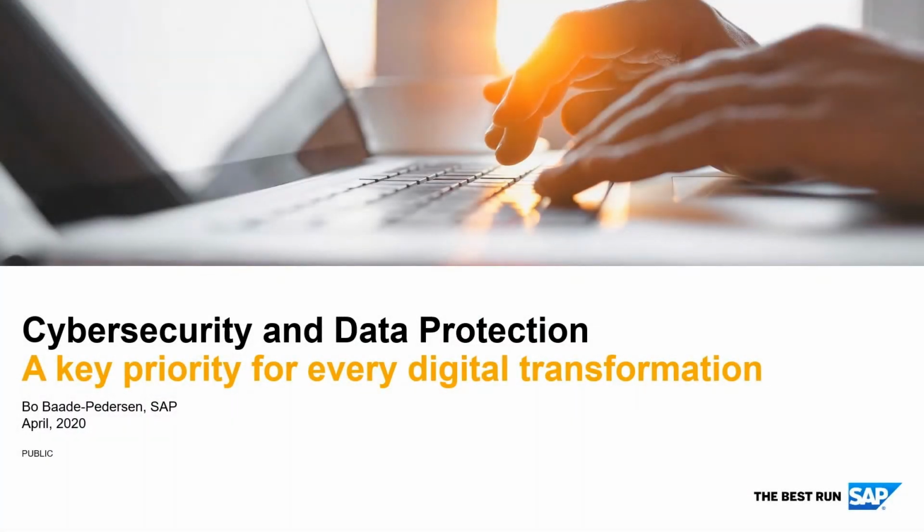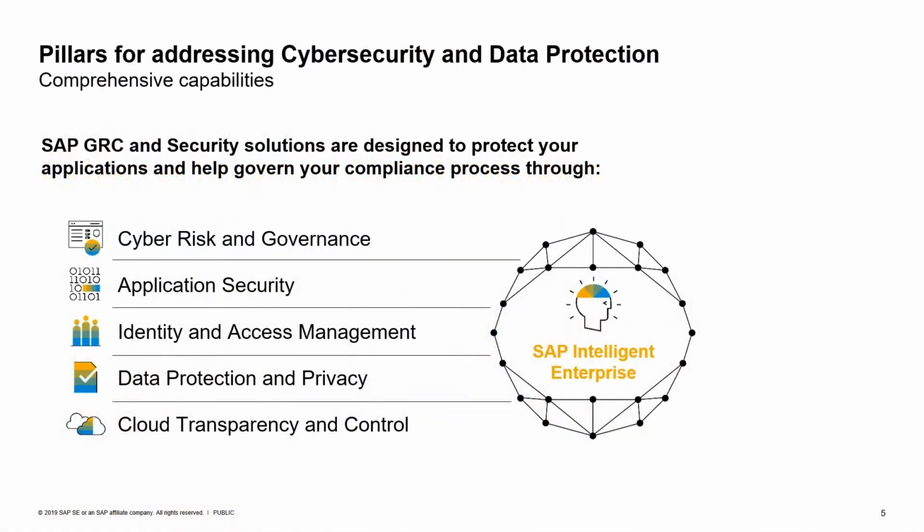All right, so let's get started on this cybersecurity and data protection session. What we're typically concerned with within the SAP landscape and infrastructure, right? On one side, we're looking at cyber risk and governance. We have application security, we have identity and access management, and we have data protection and privacy. So how do we secure the crown jewels within your ERP application? Then we can spend time on cloud transparency and control, but let's focus on the four upper topics.